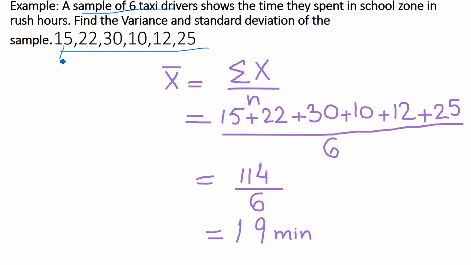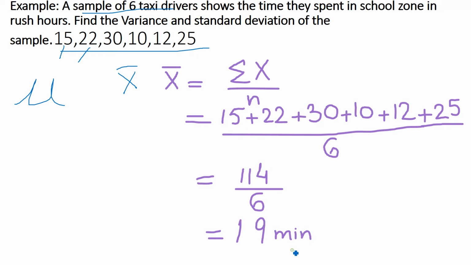One taxi driver spent 15 minutes in the school zone, second 22 minutes, 30 minutes, and so on. So you have to calculate the first step, which is the mean, the average. In the case of a sample, you use x bar. In the case of a population, you use mu. So x bar is the summation of x: 15 plus 22 plus 30 plus 10 plus 12 plus 25, divided by 6, because we have 6 observations, 6 samples.